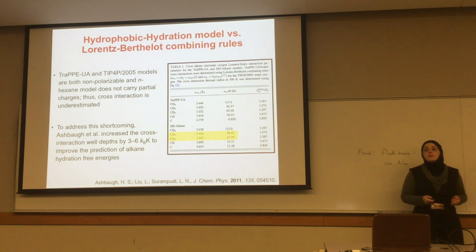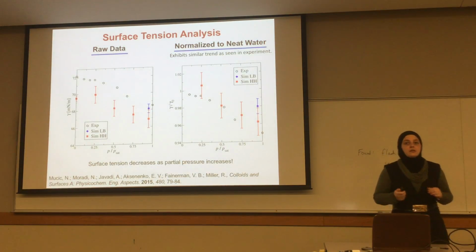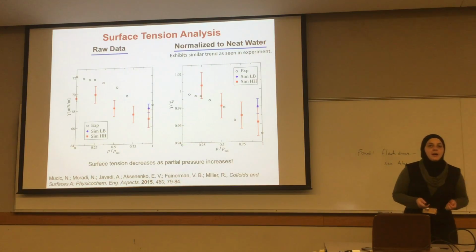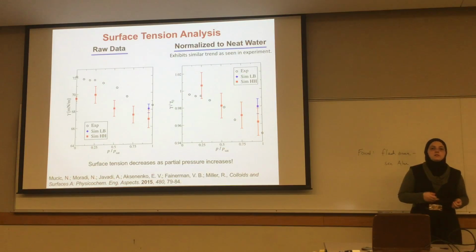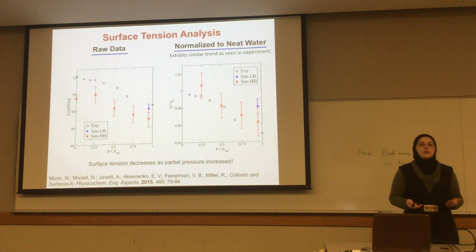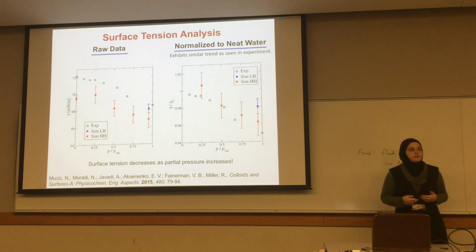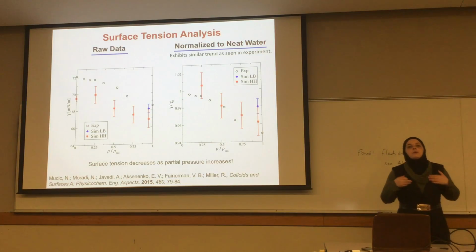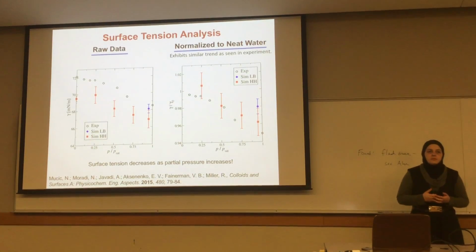Okay, so we did that, and we obtained our results. Here we have the surface tension of water, and what happens when we ran at different partial pressures of hexane. In order for us to emulate what the experimentalists did with different concentrations of hexane, we ran at different partial pressures of hexane. Does that make sense? So we had hexane at 95% partial pressure, 75% partial pressure, 50%, and 25%.